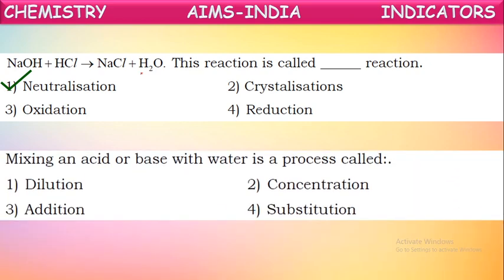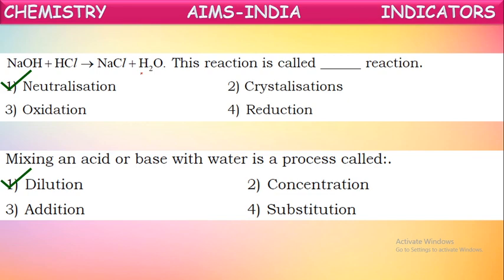Next, mixing an acid or base with water is a process which is called what? What is the process called? When an acid or base is mixed with water, that process is called dilution. Dilution means adding acids and bases to water.